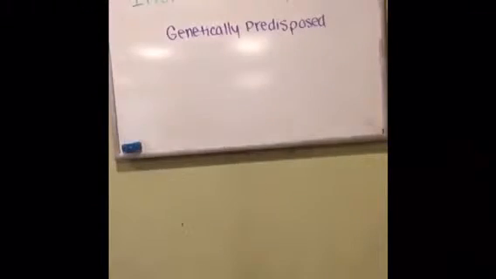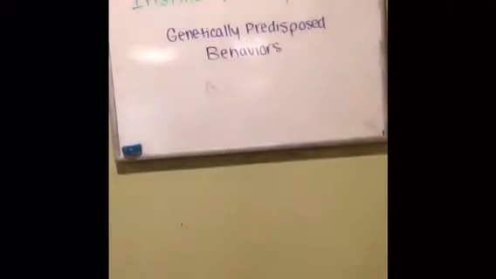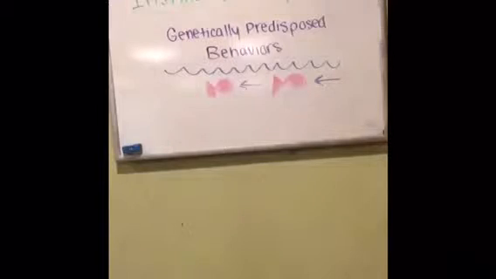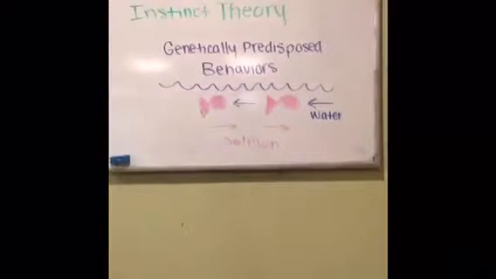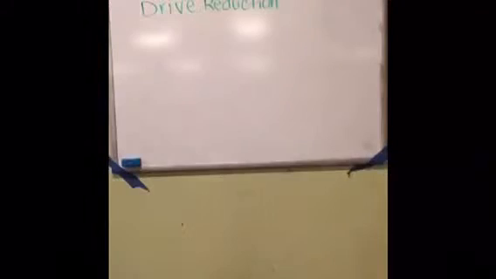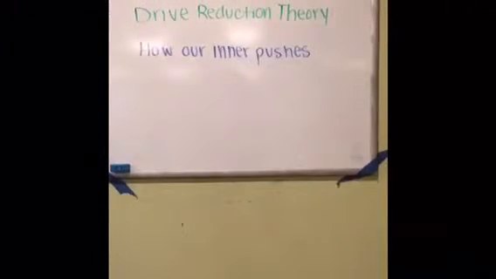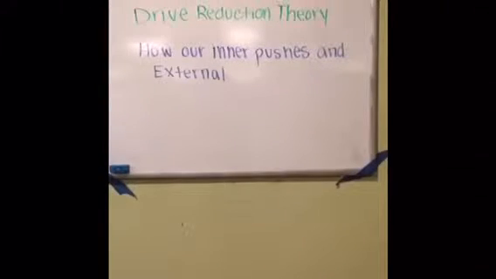An example of a motivation theory is the instinct theory, which focuses on genetically predisposed behaviors. For example, when salmon are born, they swim up the water. That is their instinct. Another example of a theory of motivation is the drive reduction theory, which focuses on how our inner pushes and our external pulls interact.